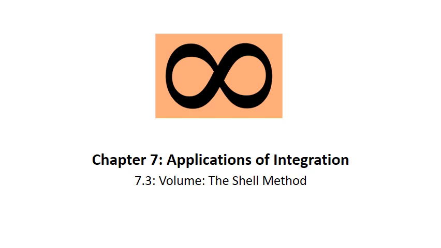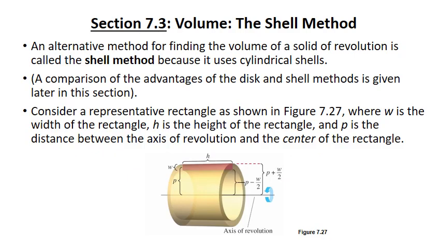This is section 7.3, volume, the shell method. In section 7.3, we talk about the shell method, and this is an alternative method for finding the volume of a solid. So instead of the disk method or the washer method that we learned in the previous sections. The shell method is called this because it uses cylindrical shells, and these are basically tubes.